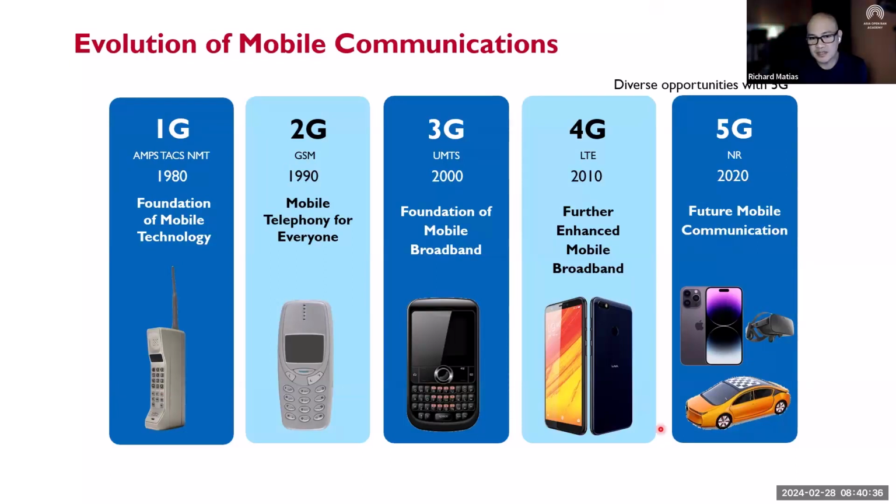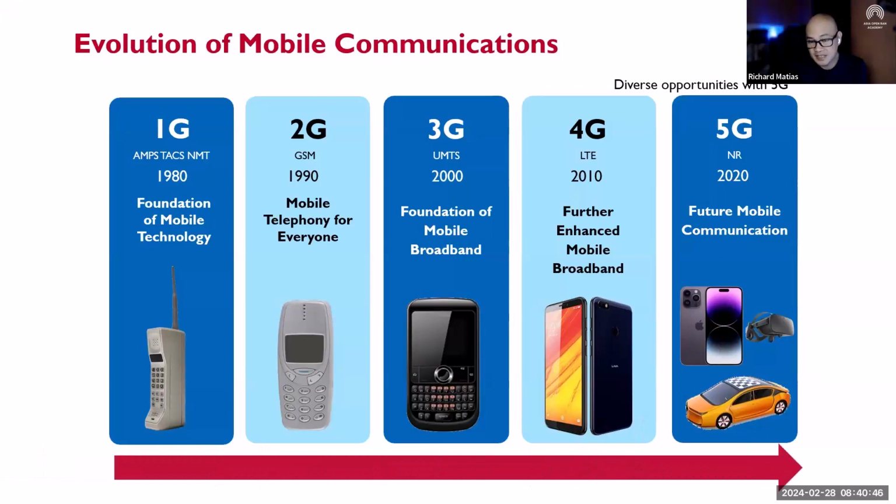That's why 5G is not only for mobile broadband. It has diverse opportunities because it gives us three use cases: the eMBB, the enhanced mobile broadband, the mMTC, or the massive machine type communications, and the URLLC, or the ultra-reliable and low latency communications. Now, we have identified what the RAN is and what evolutions happened in the RAN.